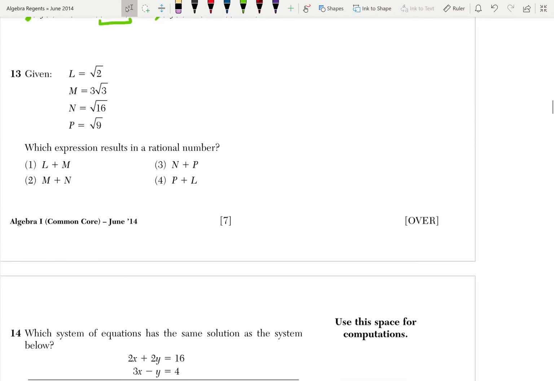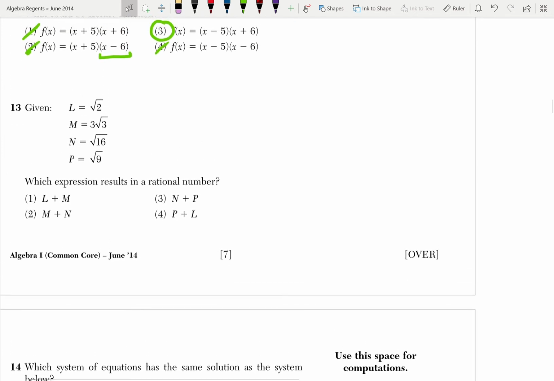Okay, let's look at 13. Okay, so we have a bunch of letters, and those are equal to a couple different expressions here. So it's asking which expression results in a rational number. Okay, so let's determine first, individually, are these irrational or rational? Okay, square root of 2. Square root of 2, if we plug it into the calculator, it'll give us an infinite decimal.